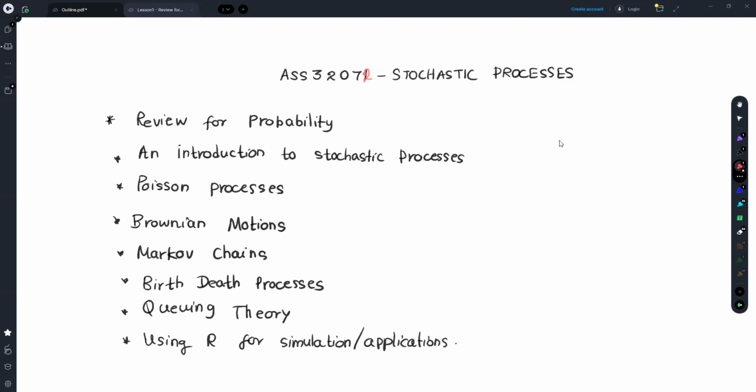And then we start with several different stochastic processes. Poisson process, Brownian motions, Markov chains, queue theory, and birth-death processes we'll see if time permits. Okay, so we will be mainly looking at the Markov chains because that's the widely used application under stochastic processes.